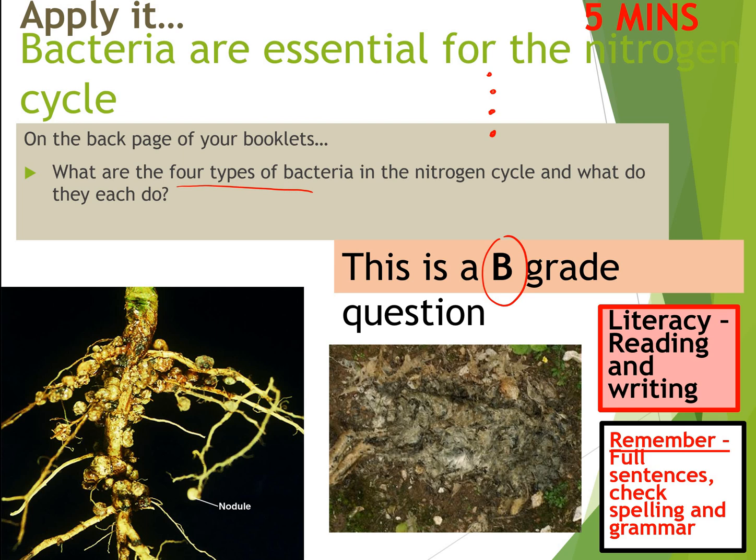The second type of bacteria in our description are the nitrifying bacteria. And these are the oxidizers. They take the ammonia or the ammonium compounds and they turn them into nitrates. These are particularly important, these nitrates, because they can be absorbed by the plant to help them with growth.